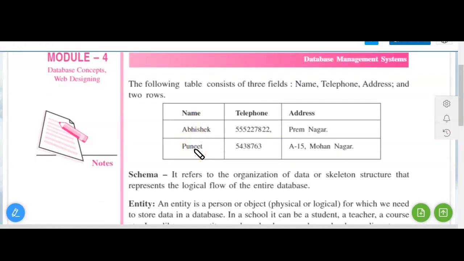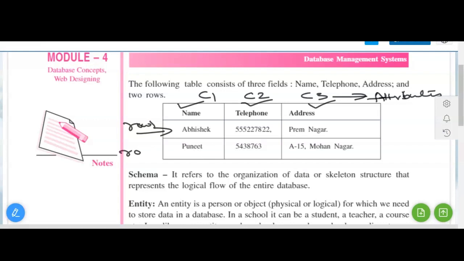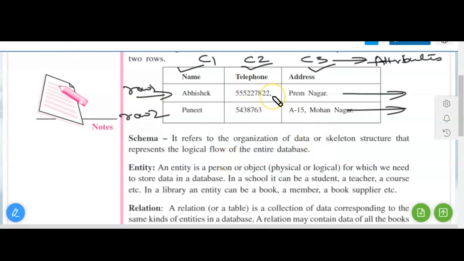Next, if you see this example, this is column number 1, column number 2, column number 3. C1, C2, C3. So we call all these are attributes of our table. This is row number 1, or we call it as tuple. So this is row 1 and this is row 2. First row have the information Abhishek, for telephone number and the address of this Abhishek. That is row 1. Second row is Puneet, his telephone number and his address. Okay, so these are the terms that are being used. Okay, the relational database should look like this.